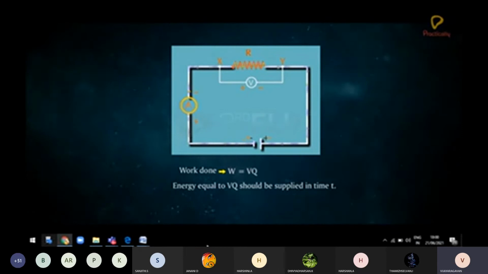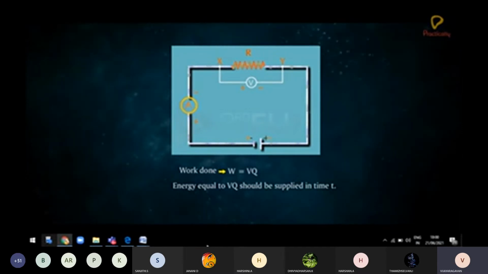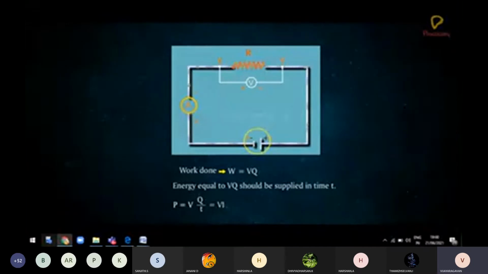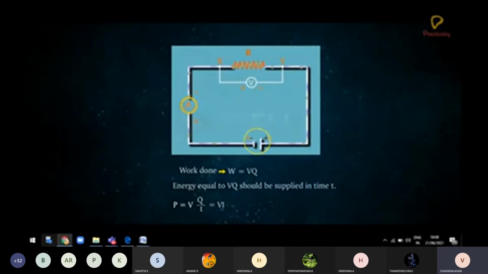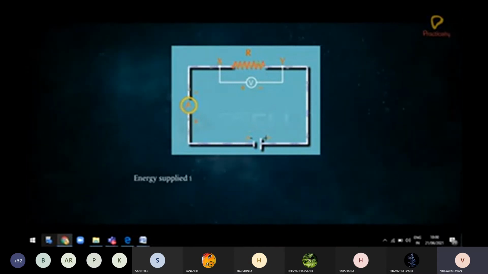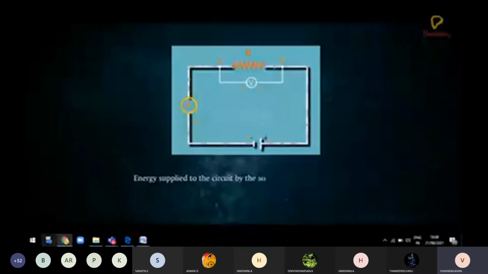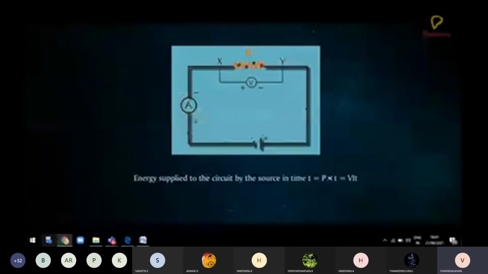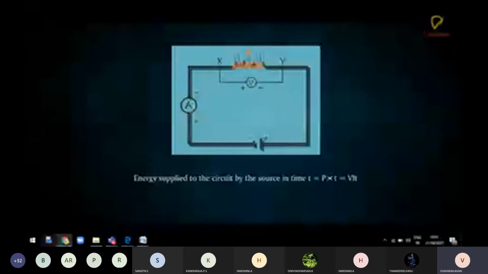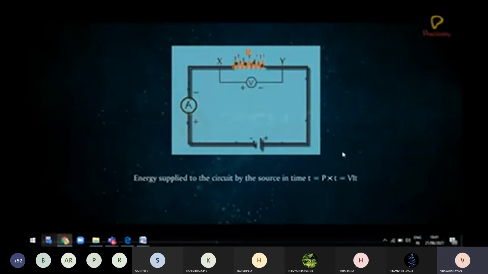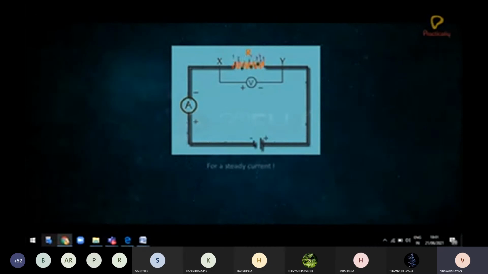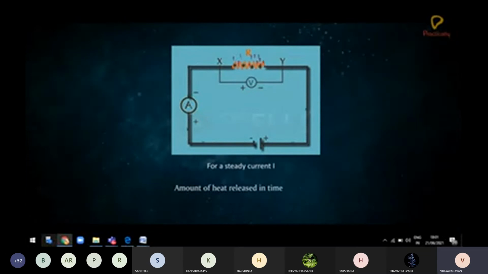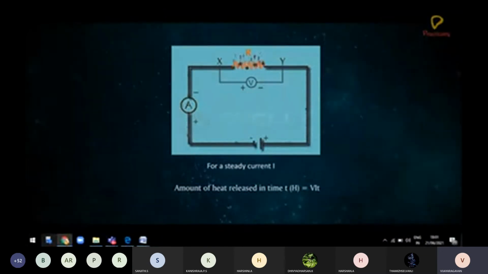The power input to the circuit by the source is given as P = V × Q/t = VI. Energy supplied to the circuit by the source in time t is equal to P × t, which is equal to VIt. The energy expended is released as heat in the resistor. For a steady current I, the amount of heat released in time t is given as H = VIt.